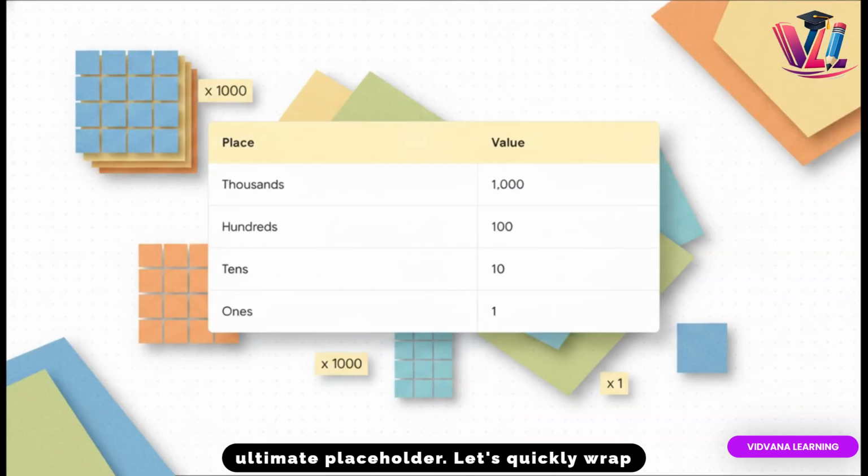Let's quickly wrap up our main places with this table. Thousands mean 1,000, hundreds mean 100, tens mean 10, and ones mean 1. Keep those fresh in your mind, because guess what? It is time for some worksheet practice.